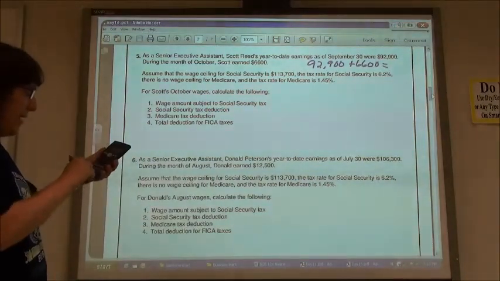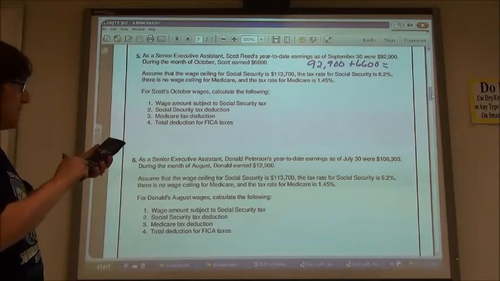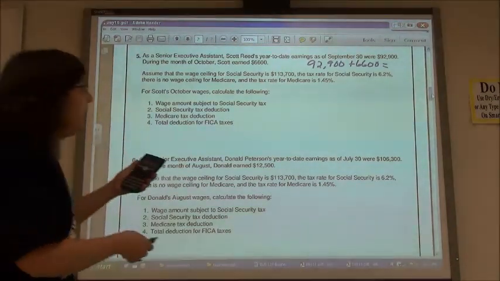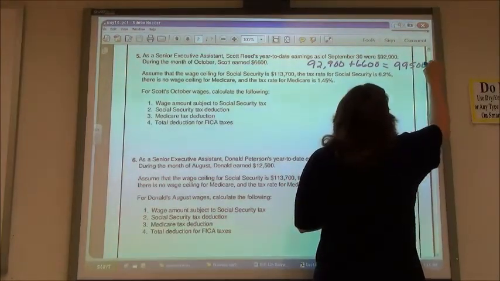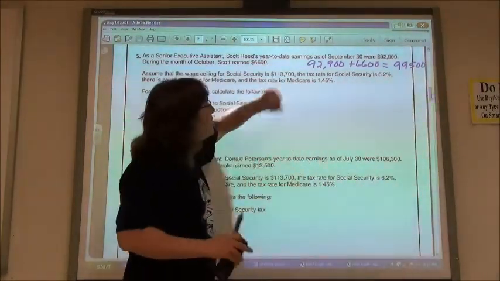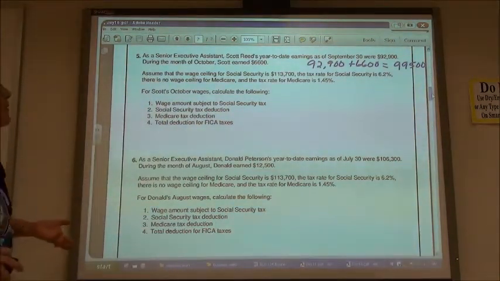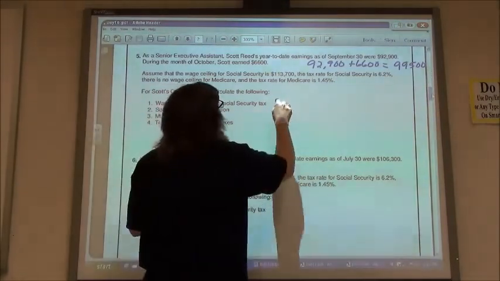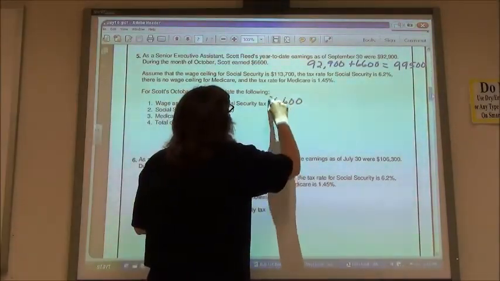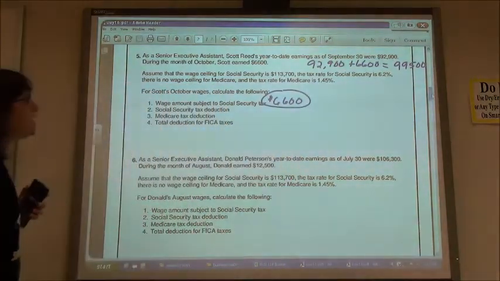So we're going to add $92,900 plus $6,600. And we're at $99,500. So here, this person hasn't met the wage ceiling yet, and is going to have to pay the full amount of Social Security on his earnings. So his earnings for October, $6,600, is the amount he's going to have to pay Social Security tax on.